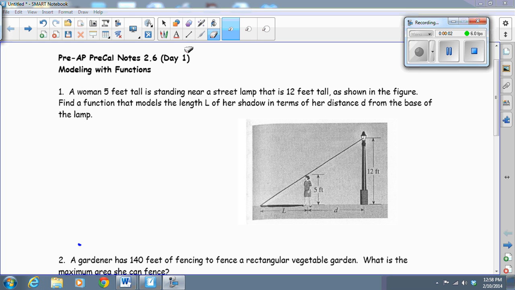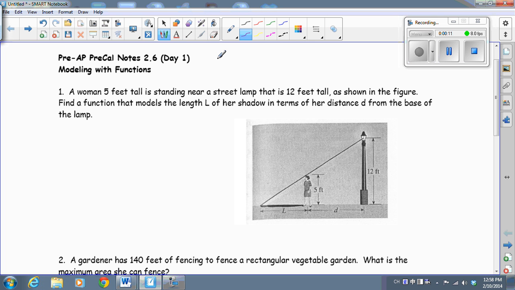2.6 notes is over 2 days. This is day one, and we're talking about modeling with functions. For the first problem, it says that a woman 5 feet tall is standing near a street lamp that is 12 feet tall, as shown on the figure.